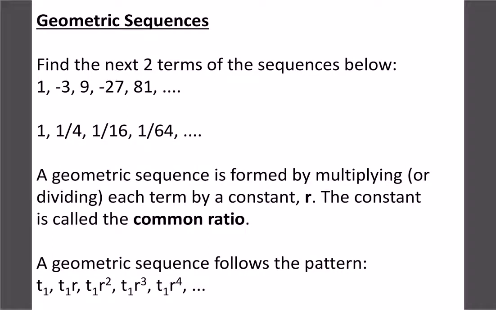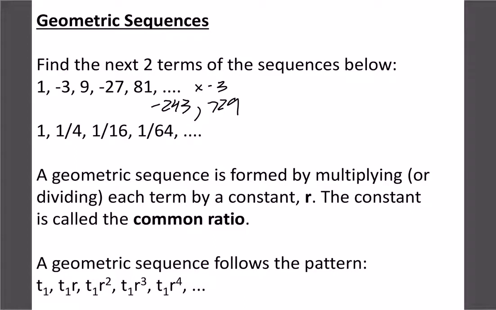So for a geometric sequence, let's look at this first couple here. We've got 1, -3, 9, -27, 81, and so on. You can see we're timesing by 3 each time, but we're also changing signs. That means we're multiplying by -3. So to figure out the next two terms, we'd go 81 times -3, which would be -243. And then we times that by -3 again. We get positive 729.